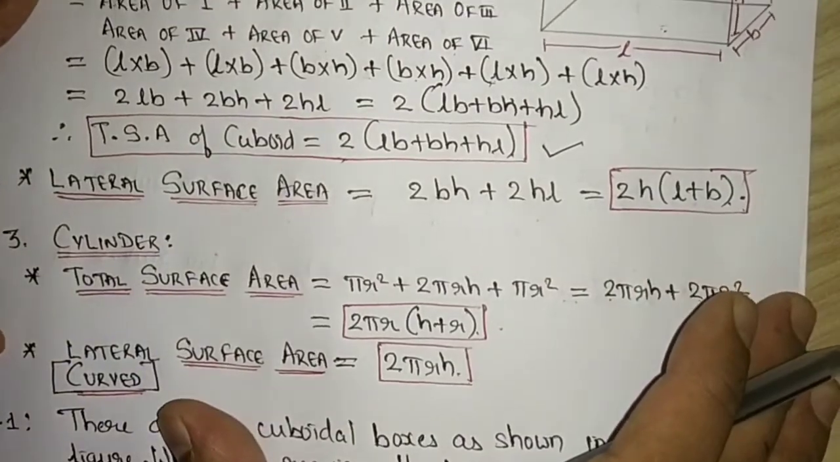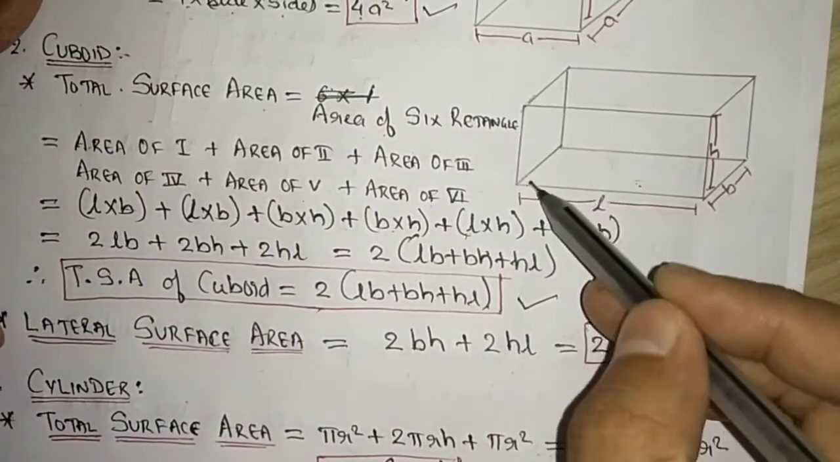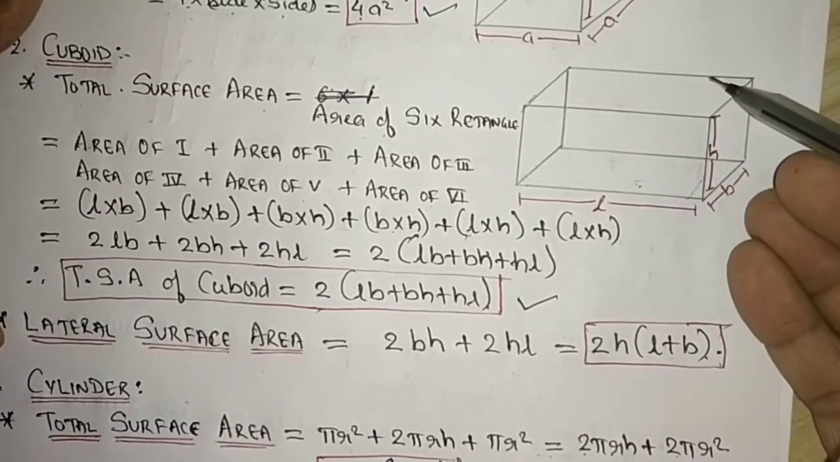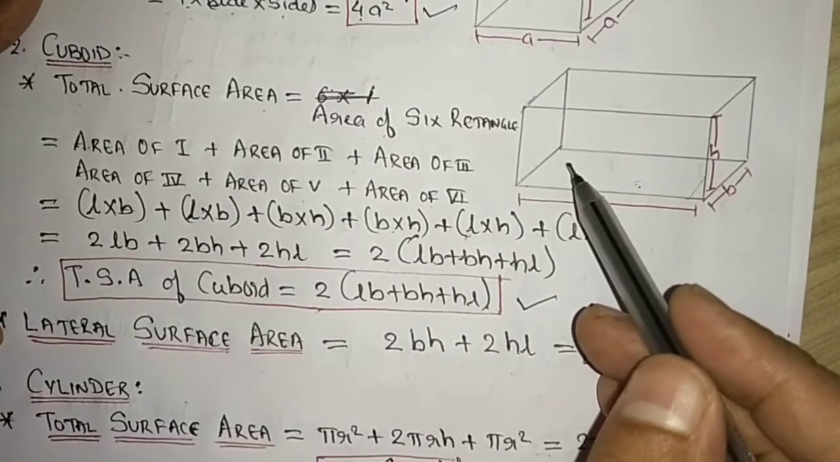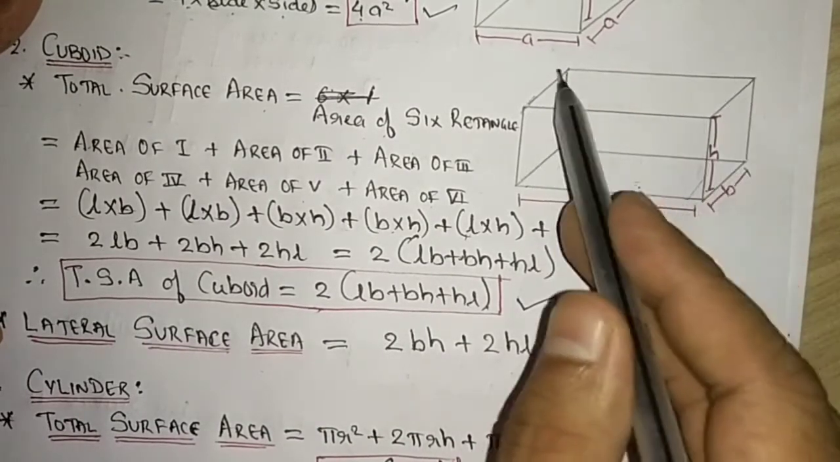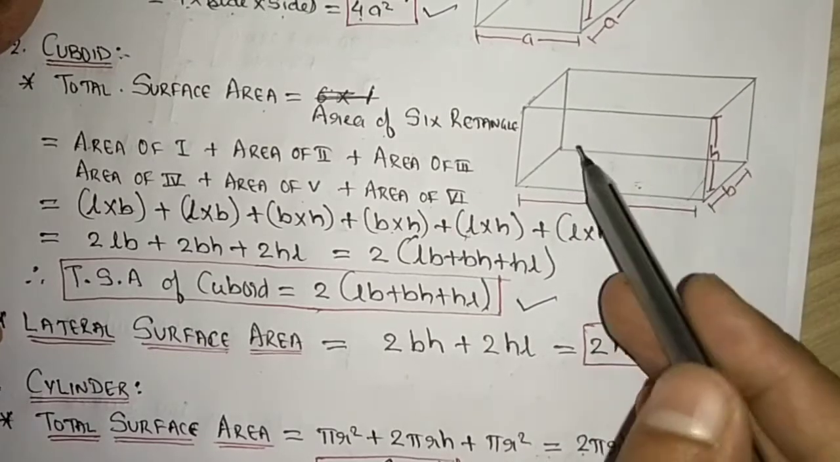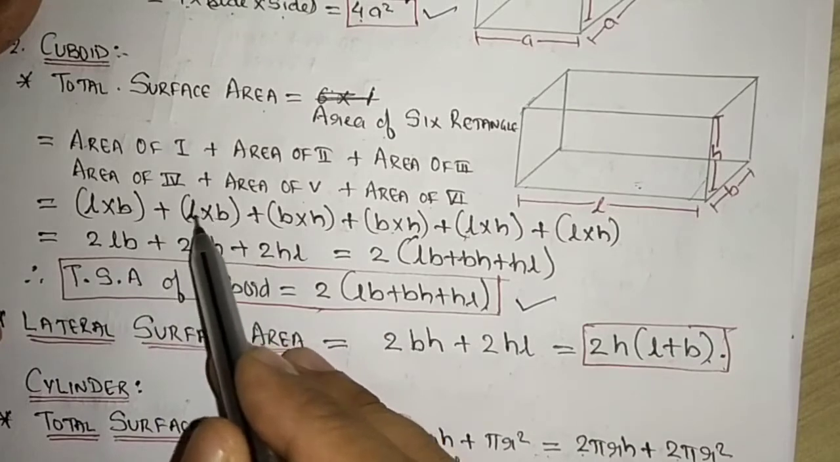Again, if I take a cuboid, lateral surface area means 4 walls. Again, this one, same way, it is the back side and the 2 sideways. What we will not have is the bottom and the top. And what is the area of the bottom rectangle and top rectangle? It is L into B plus L into B.